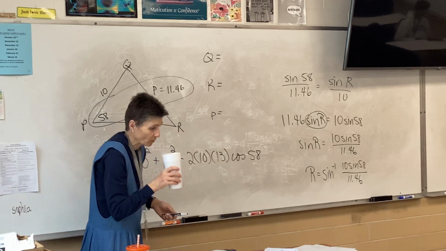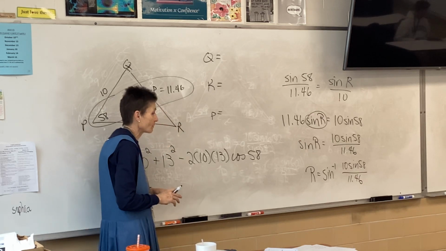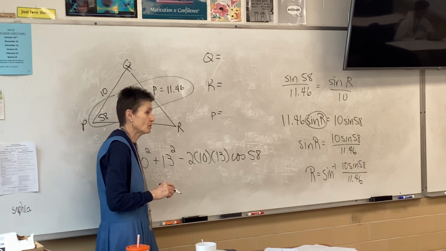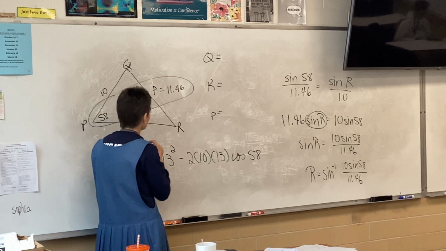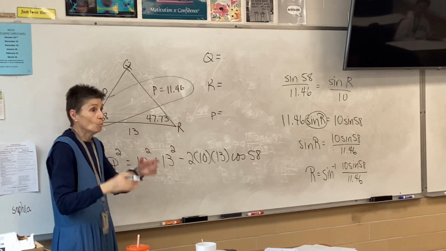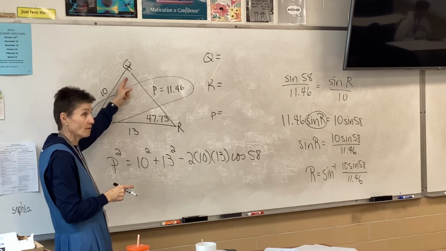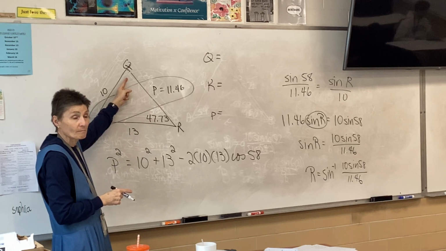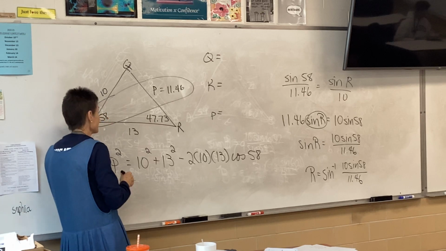Okay? What'd you get? 47.73, and that was R. And then, once you know R, you've got 58 and 47. Can't you find Q real easily? Yes. So add these up and subtract from 180 and tell me what Q is.